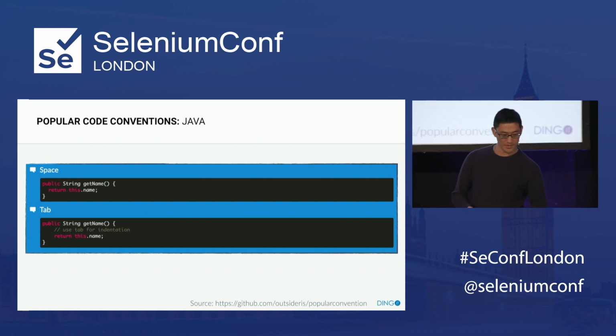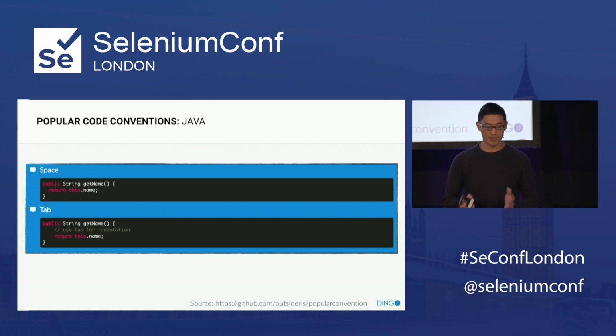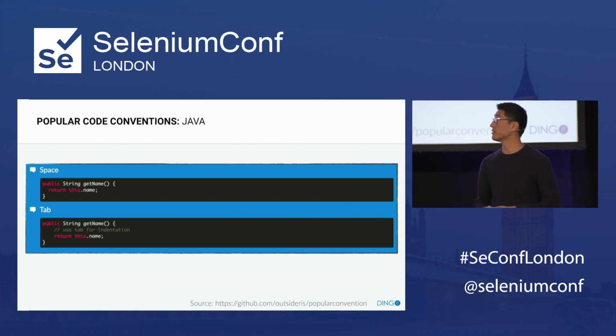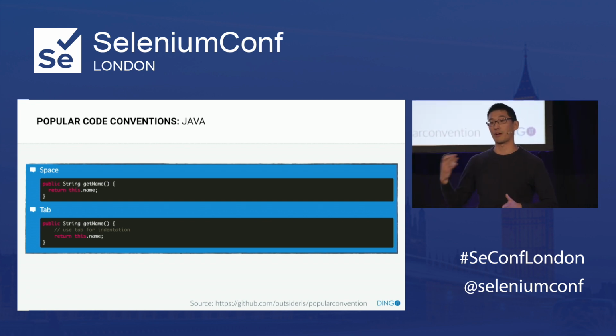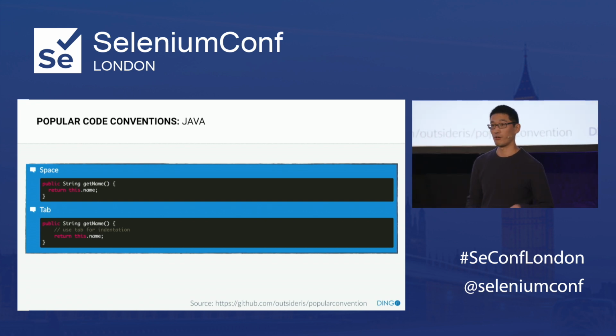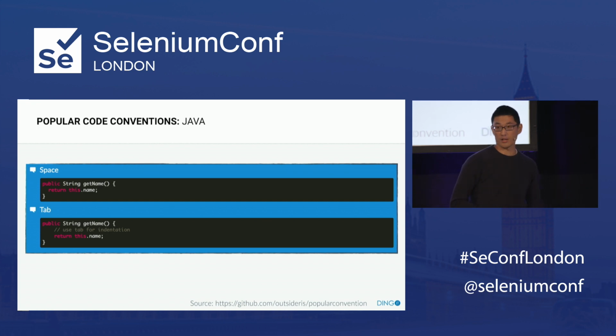So in Java, you have the space and the tab. The difference here is that the bottom one, the tab, is actually the tab character. So if you press the tab key and you go back with the left arrow, it actually jumps back to the beginning of the line. And the one on top is, if you press the tab, it adds like 2 or 4 spaces or whatever you like. Who here writes Java code?